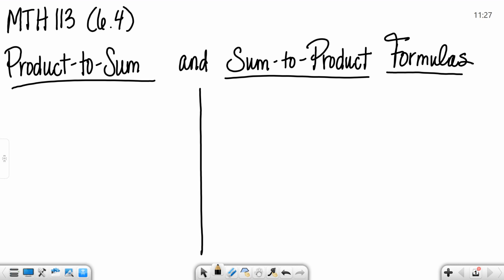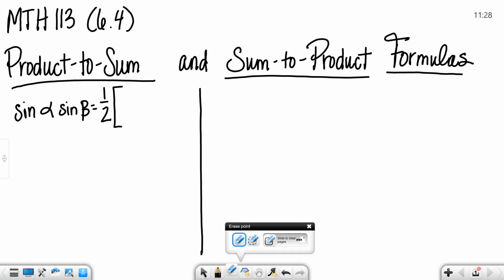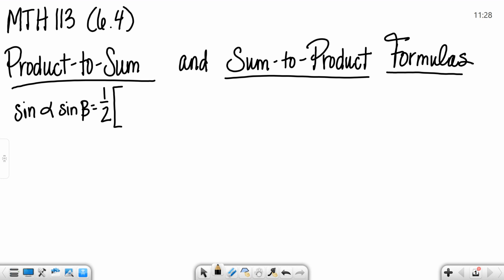All right, so I'm going to write all of these down for you so you can know as I work examples what in the world I'm doing. This is a product, the sine of alpha times the sine of beta, and our formula is 1/2 times the cosine of alpha minus beta minus the cosine of alpha plus beta. That is the first product to sum.